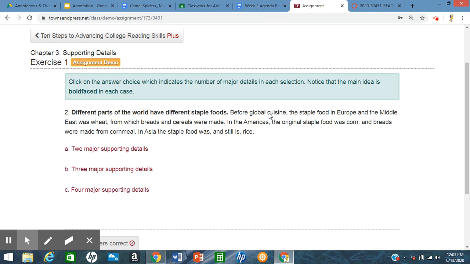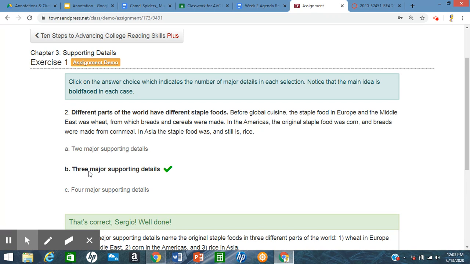So I could say first, second in the Americas, and then third, because again, they're not talking about the same thing. Now, if this second sentence here, this first major supporting detail, the food in Europe and Middle East was wheat from which breads were made, if they give us more information about that, that followed and continued with the Europe and Middle East, then that would be a minor detail. But here they talk about the Americas, so that's another major supporting detail. So we have a total of 3 major supporting details.